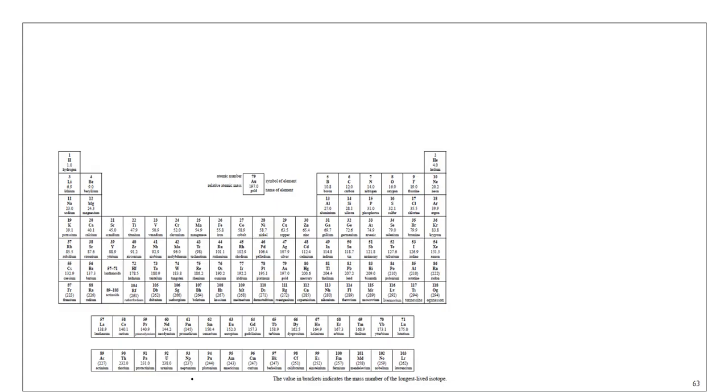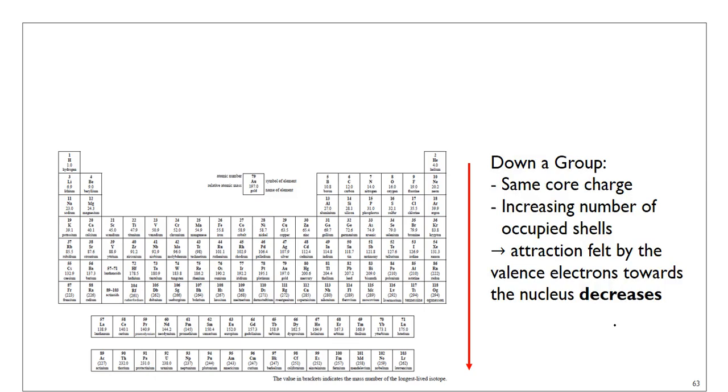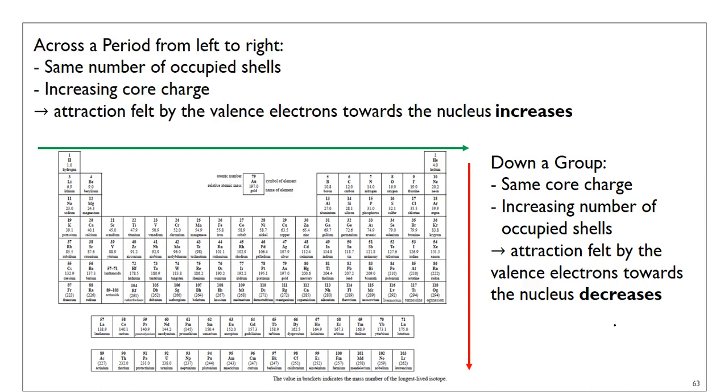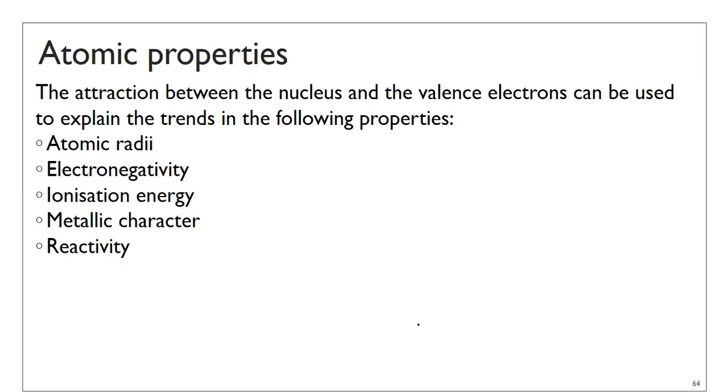Okay, so just to recap, as you go down a group, the attraction between the nucleus and the valence electrons will decrease because you have more shells and you increase the distance between the nucleus and the valence electrons, while the core charge doesn't change. If you go across the period from left to right, the attraction will increase as you have increasing core charge with the same number of occupied shells. So this attraction increases across the period and decreases down a group. And this is going to govern every other property that we're going to discuss after this, which are these.